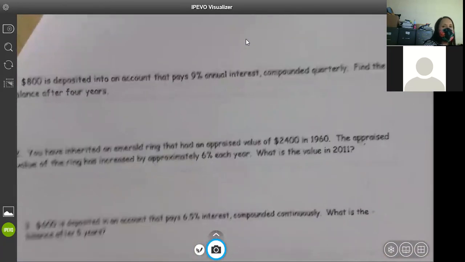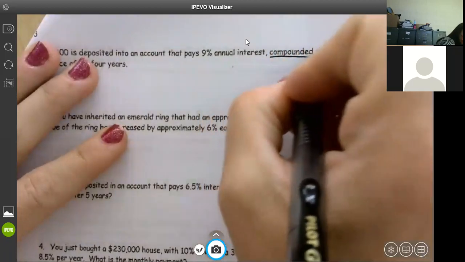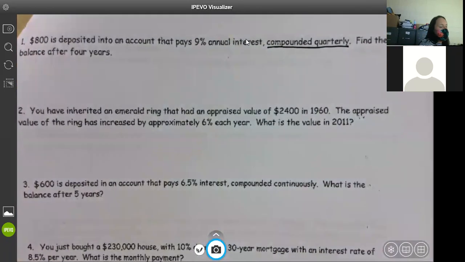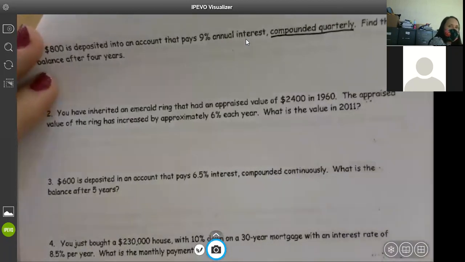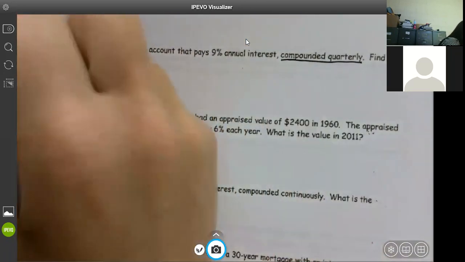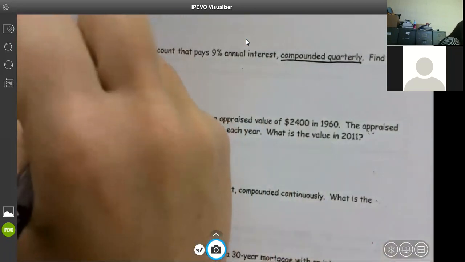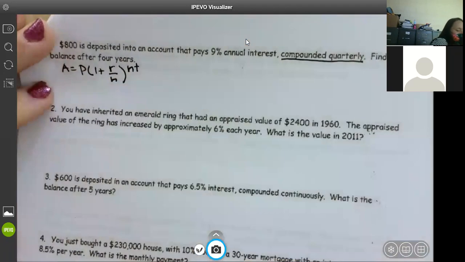All right, $800 is deposited into an account that pays 9% annual interest compounded quarterly. Right there tells you exactly which formula to use. So which formula are we using? The first one, compound interest. So our formula is A equals P times (1 plus R over N) to the NT.